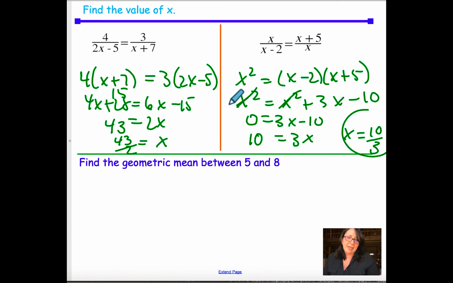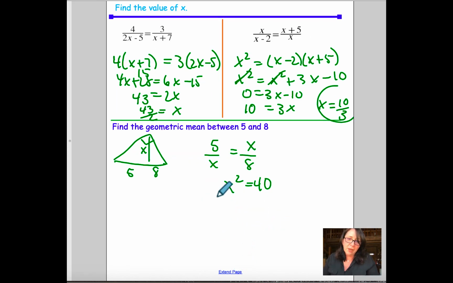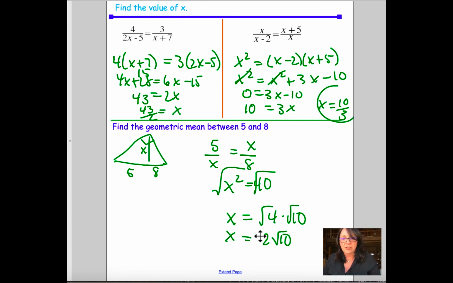And lastly, in order to find the geometric mean, which is what we did on this other problem with the right triangle, like this is what it's asking. 5 here, unknown, 8. This is your geometric mean. So you're going to go 5 is to x as x is to 8. You cross multiply, x squared equals 40. Square root both sides, and you get x equals the square root of 4 times the square root of 10, which is 2√10. And so that's your geometric mean.